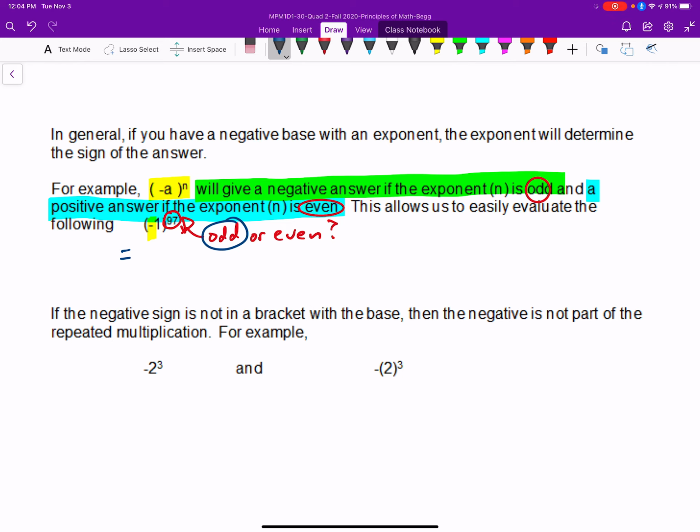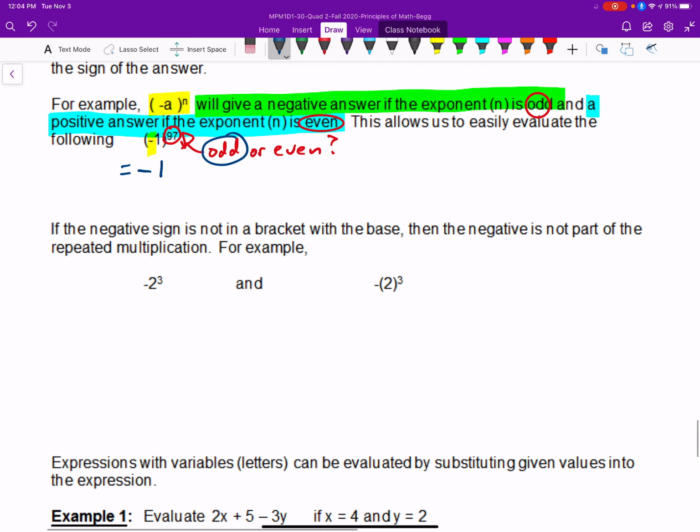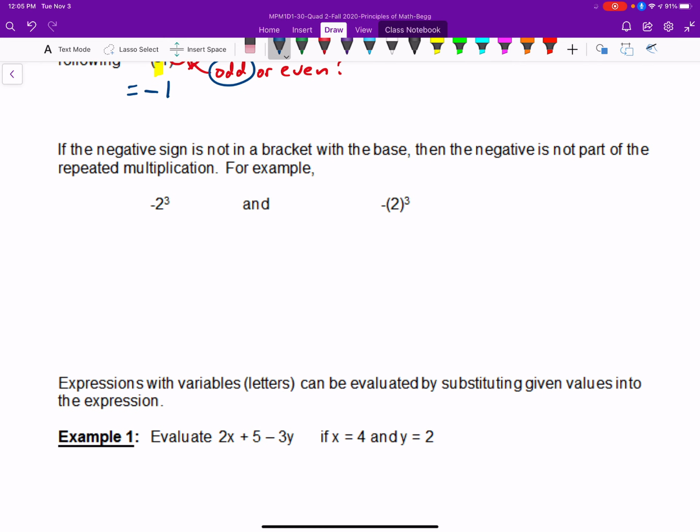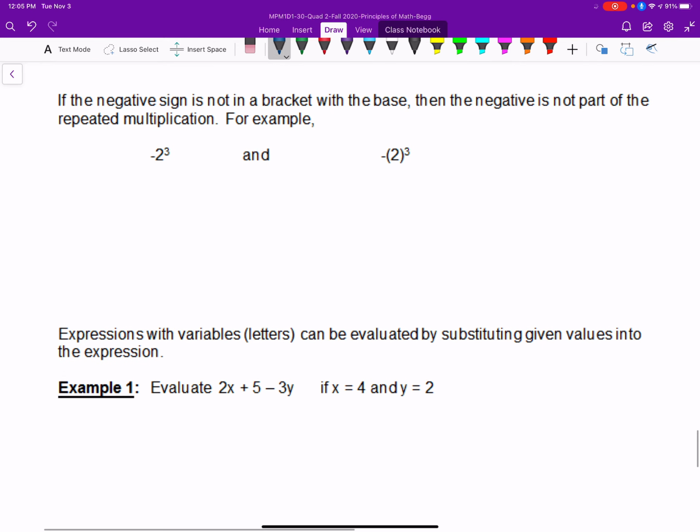So, as far as the signs go, I know it's negative, and then 1 times itself 97 times is still just 1. It's not 97. It's not 1 times 97. It's 1 times 1 times 1 times 1, etc., up until I multiply it one more time, up to the 97th time, where it's still just 1. But 1 times itself any number of times is still just 1.